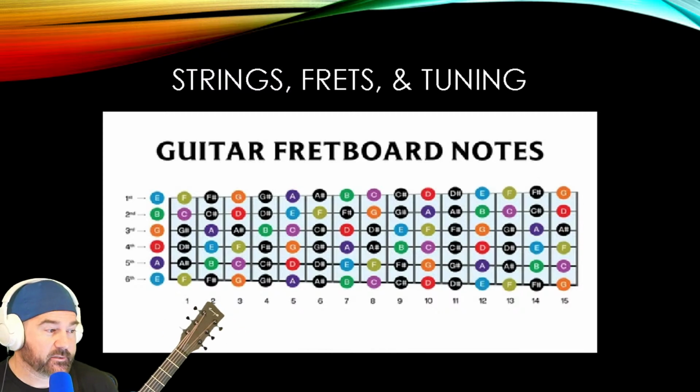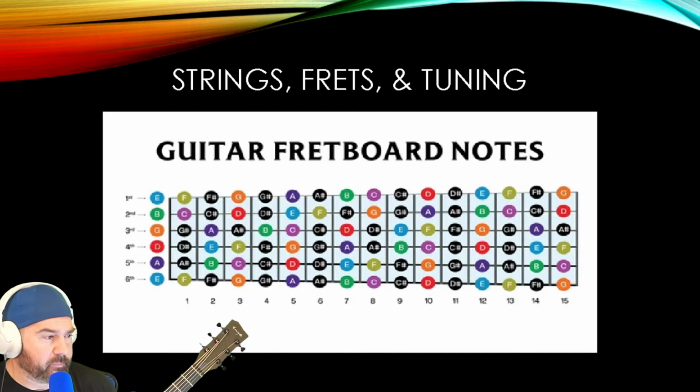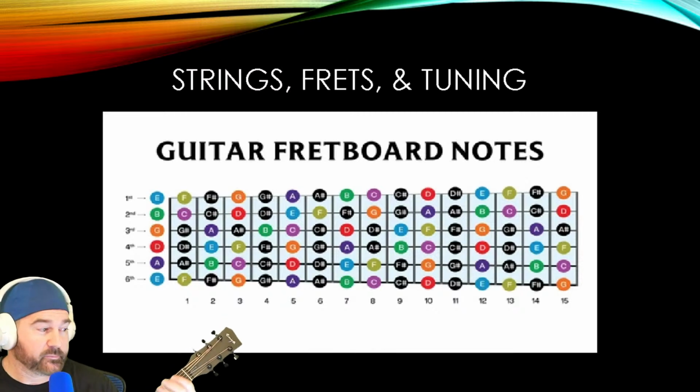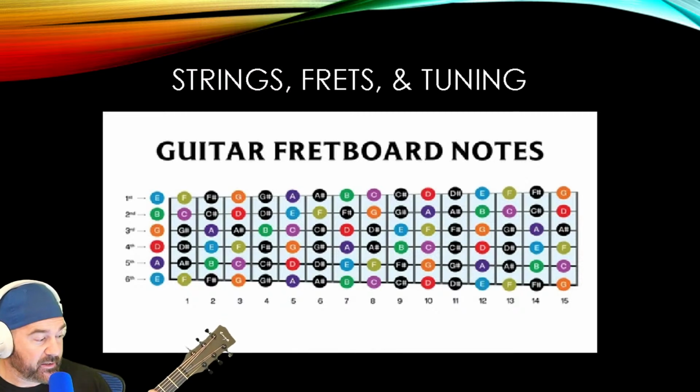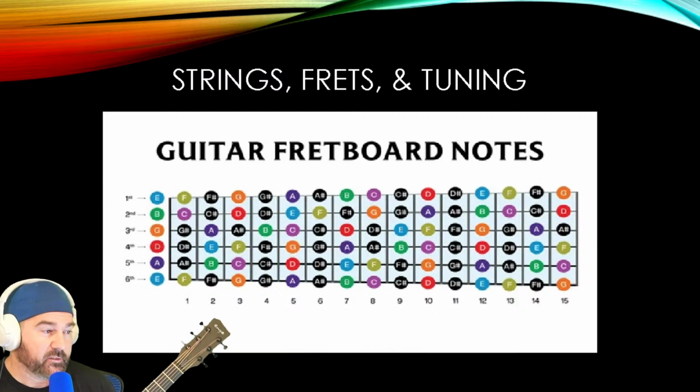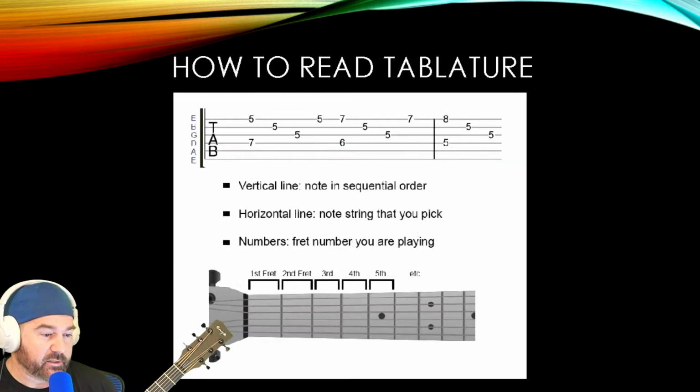Strings and frets. Okay. So the names of the strings from high to low are E, B, G, D, A, E. And as you go up the frets, the notes increase, and they go in alphabetical order: E, F, G, A, B, C. In the key of C, let me go to this next slide, it's a little more clear.